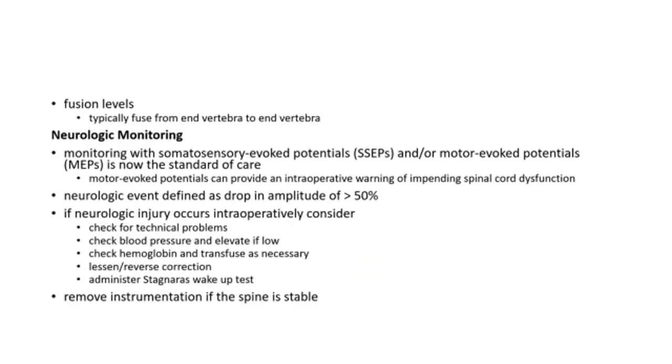Neurological monitoring, it's becoming either the somatosensory evoked potential or motor evoked potentials. It's the standard of care. Neurological event defined as drop in amplitude to less than 50%. If neurological injury occurs intraoperatively, check the techniques, your screws, check the blood pressure, hemoglobin, lessen or reverse correction, and do Stagnara wake-up test, which is the gold standard. And if not, remove the instrumentation if the spine is still stable.